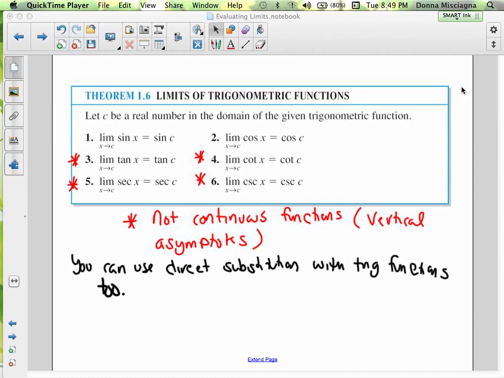All right, so these functions, tangent x, secant x, cotangent x, cosecant x, those are not continuous functions. They all have vertical asymptotes. However, so long as the value x is approaching is not one of those vertical asymptotes, you can just substitute in.